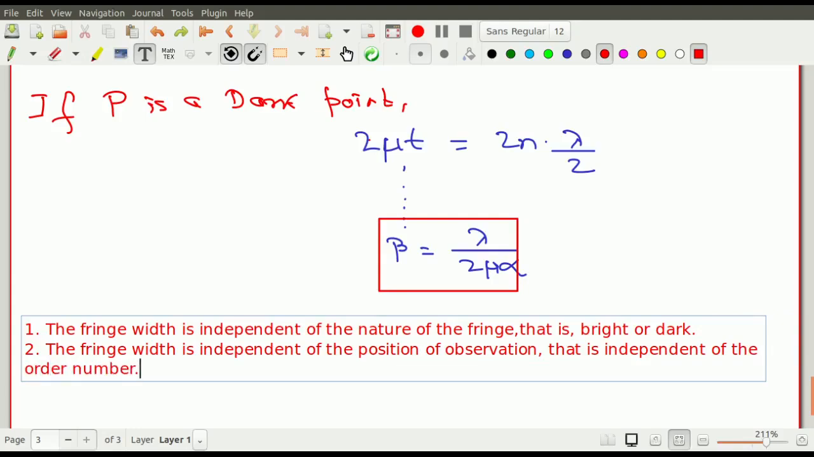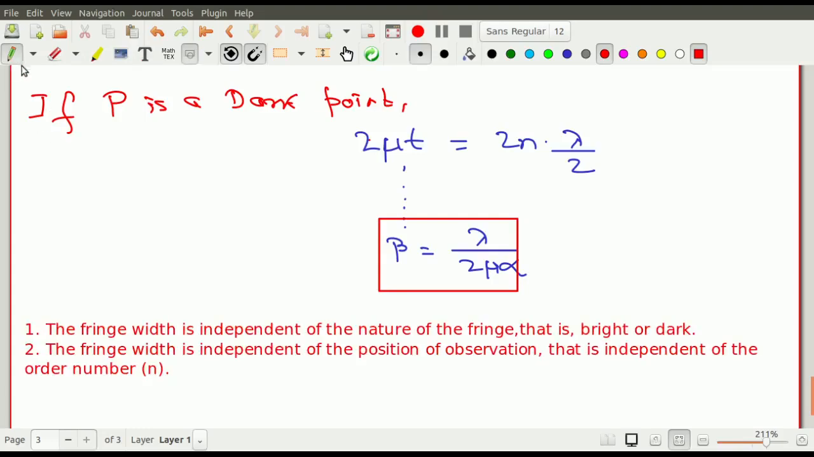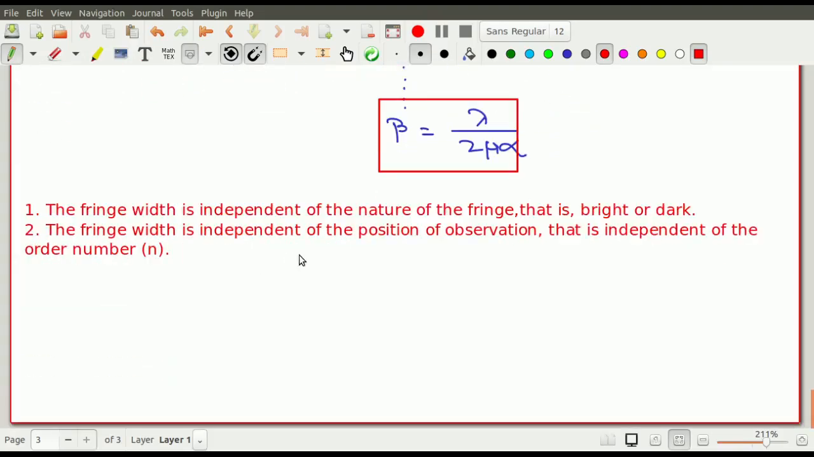Order number. nth fringe bolo, n plus mth fringe bolo, sab same. The fringe width is independent of the position of observation, that is independent of order number. তাই তো n এর উপর ডিপেন্ড করে না, independent of the order number n. তাহলে আরো ক্লিয়ার হবে। n is cancelled, the effect of n is cancelled, right? Fine. আর আরেকটা পয়েন্ট এখানে লিখছি, difference of thickness between two positions. So that is another treatment from here.